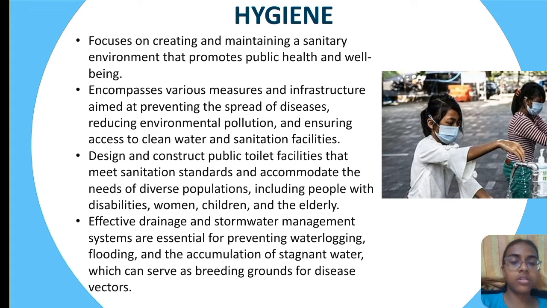Civil engineers design and construct public toilet facilities that meet sanitation standards and accommodate the needs of diverse populations, including people with disabilities, women, children, and the elderly. They also implement effective drainage and stormwater management systems, which are essential for preventing waterlogging, flooding, and the accumulation of stagnant water, which can serve as breeding grounds for disease vectors.